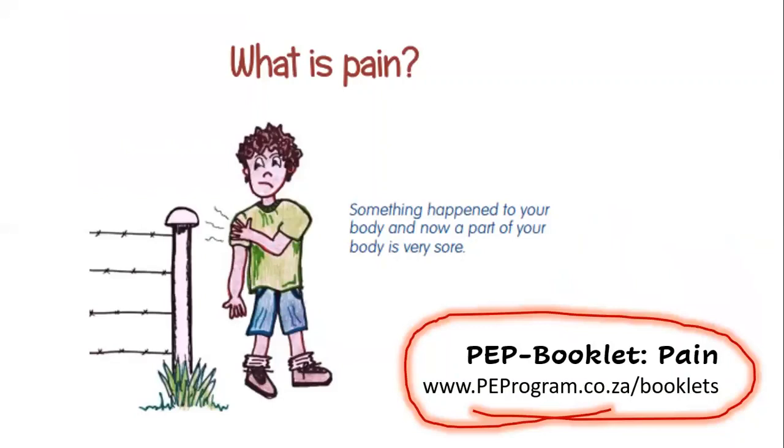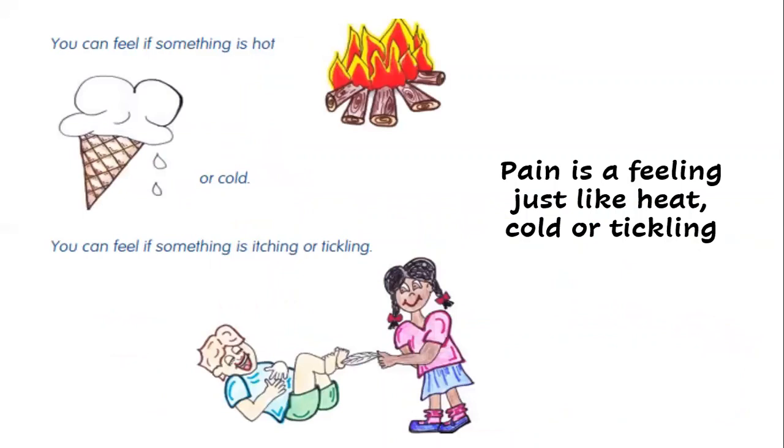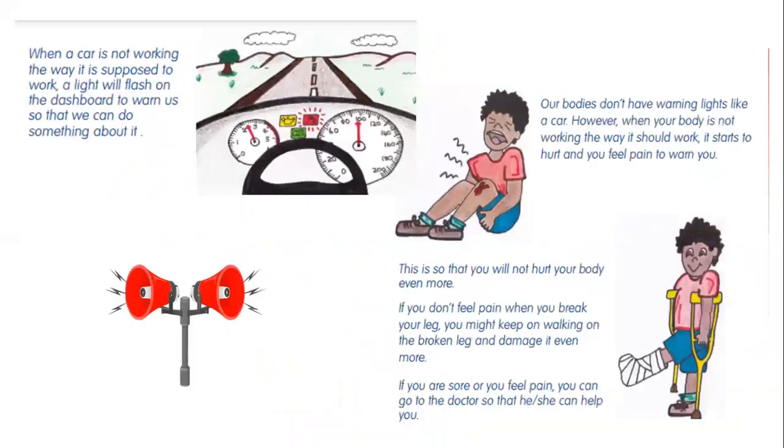You will find this pain booklet on the PEP website listed here, but let's quickly run through some of the information. Explain that pain is a feeling similar to heat, cold, or tickling. After going through earlier episodes of these PEP talks, we as adults know now that pain is so much more, but it's not necessary to confuse children with too much information. Pain is the alarm system of the body and will alert us when something goes wrong, similar to the warning light on the dashboard of a car.